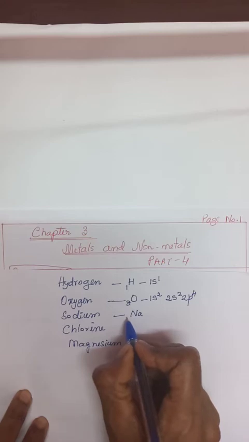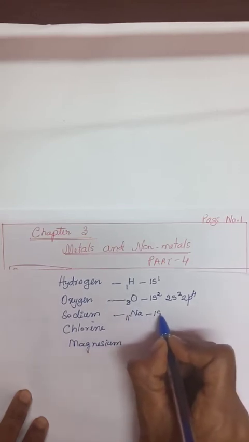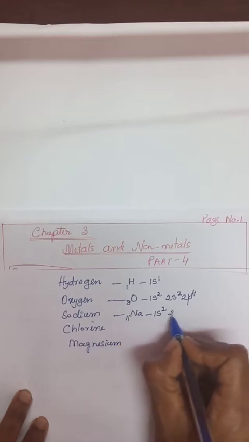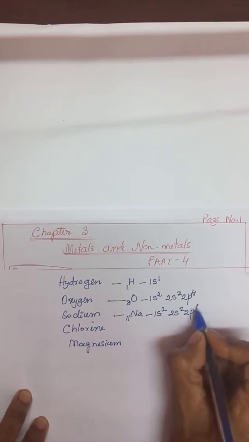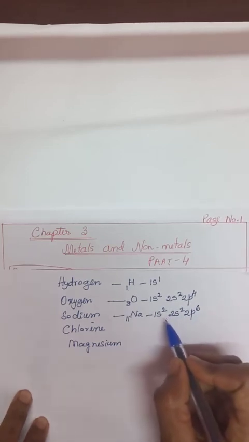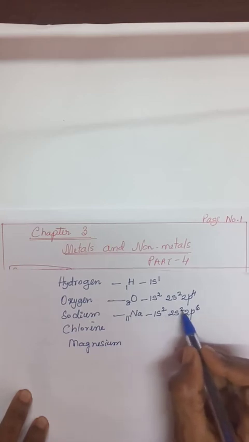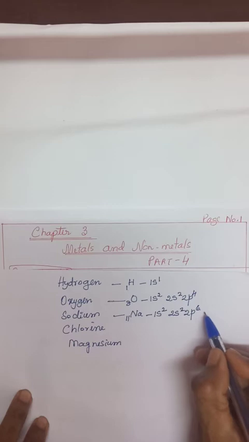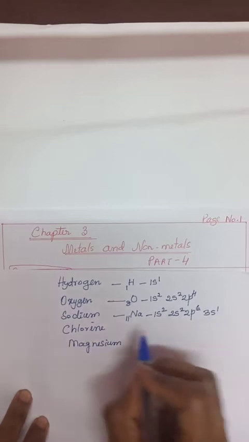Sodium, its symbol is Na, natrium. What is its atomic number? 11. Now, electronic configuration. First shell, K shell finish. Now electrons go to the second shell, 2s2, 2p6. After filling the second shell, electrons go to the third shell. You count the number of electrons, 2 plus 2, 4 plus 6, 10. The electron goes to the third shell, 3s1.